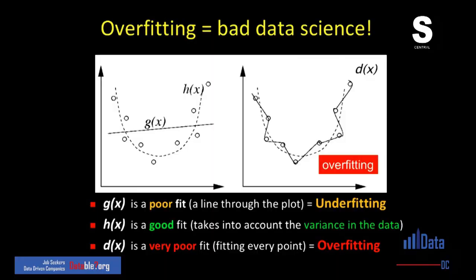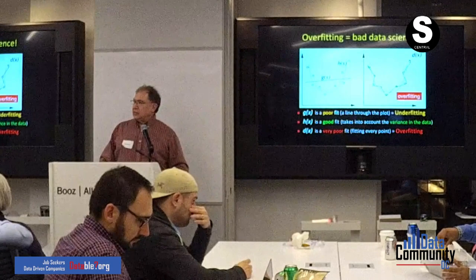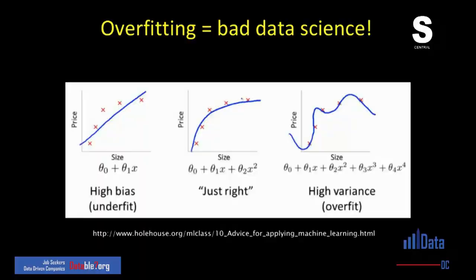It's trying to fit that collection of data points with two parameters, a slope and an intercept. So those two parameters are insufficient to fully describe the data. So that's underfitting. That's a biased model. So the best model, that sweet spot, the Goldilocks model, is that g of x there. All right. So overfitting is bad data science, just as underfitting is bad data science.